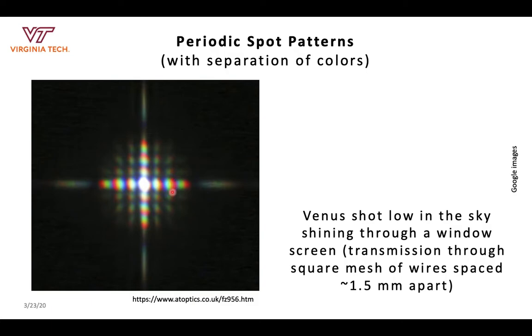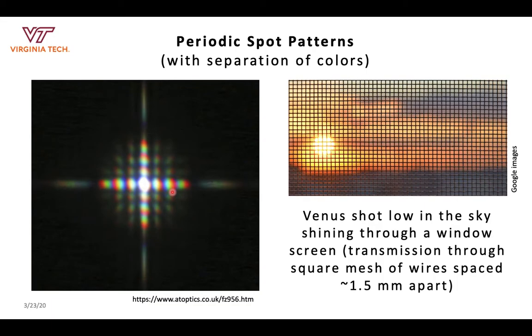And the origin of this was an image taken by someone where Venus was in the sky shining through their window screen. And this was the pattern that they perceived on the other side. So again, a point source of light, in this case Venus, very far away, that point source of light passing through a physical structure. So in this case, you're talking about a wire mesh where the wires are square. You're getting these square shapes created. The wires in this case are 1.5 or so millimeters apart from one another.